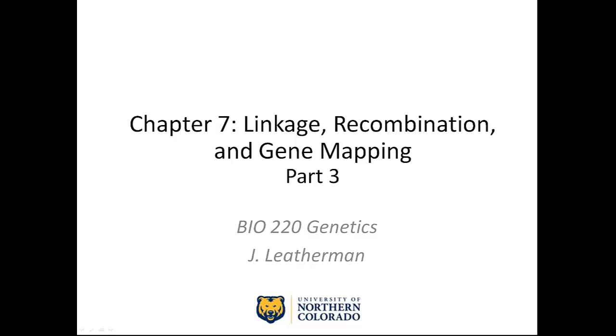This is the third part of the chapter on linkage, chapter 7. So last time we talked about how recombination mapping can be used to make chromosome maps and to place genes on the chromosomes in the correct order. Now, I cannot overemphasize how very important gene mapping by recombination was historically.